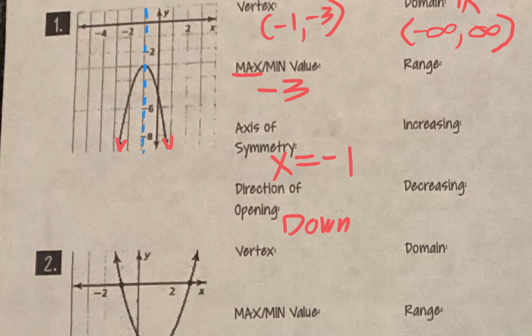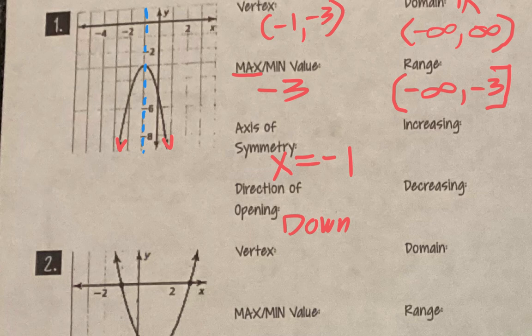All right, let's find our range now. I have my maximum value. I'm going from bottom to top, so I start off with negative infinity, and I'm going to come all the way up to, what is the y-coordinate of my vertex? -3. I reach -3, so I do a bracket. I'll never reach negative infinity, so I use parentheses.